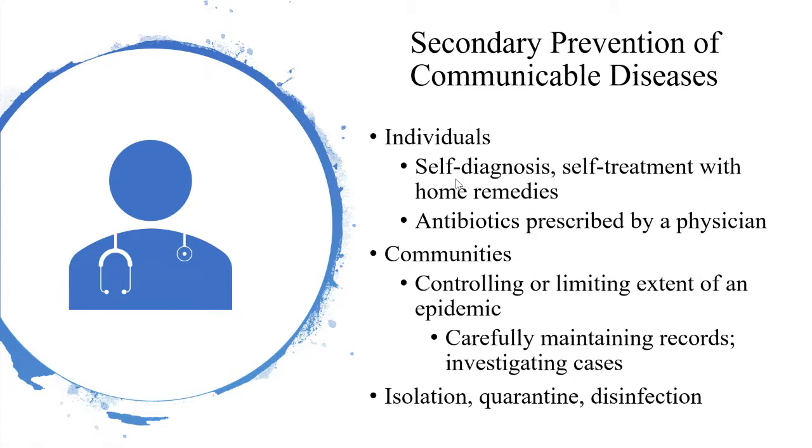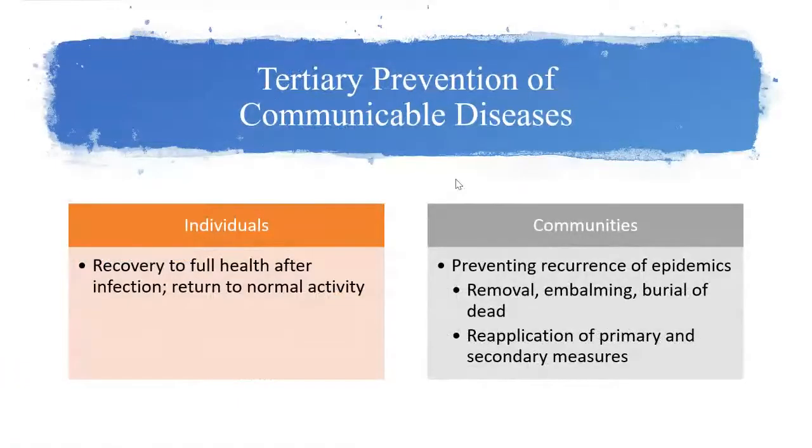Some of the measures they use are isolation, quarantine, and disinfection. I always think about the romaine lettuce, right? Because every so often there's a contaminated batch of romaine lettuce and they pull it from all restaurants and all food eateries. That would be considered secondary prevention. So they identify the cause of the sickness and then remove it so people are no longer exposed to it.